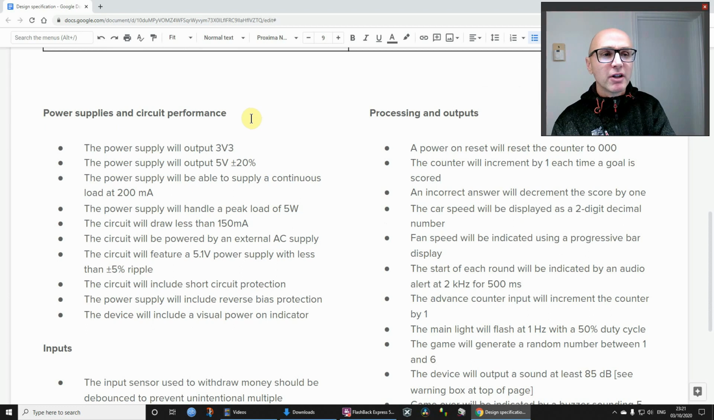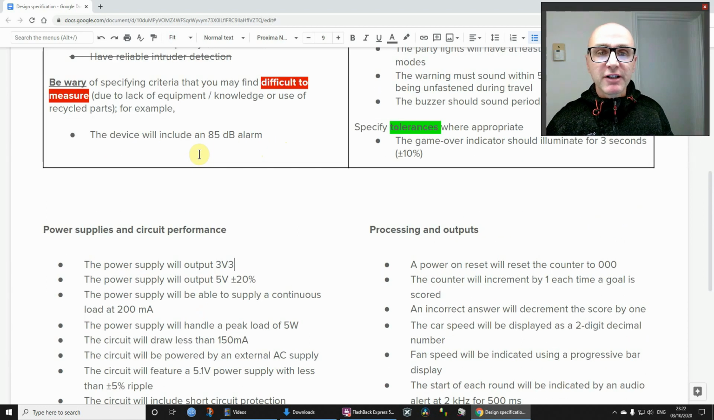Numbered lists as well, they could work all right. I don't think bullet pointed lists would be good, but then again, I've just come up with some random ideas, okay? So here's some ideas then. Power supply will output 3.3 volt. That's another way of writing 3.3. Okay, so yeah, that's quite specific, isn't it?